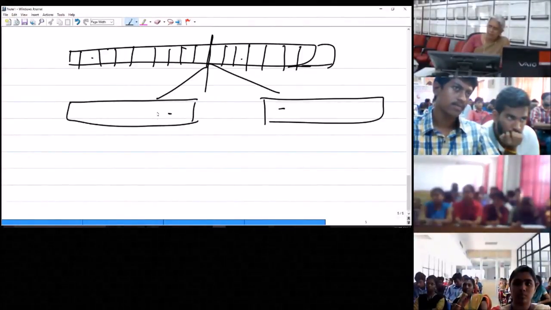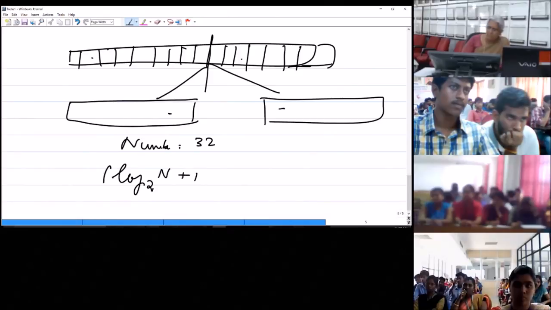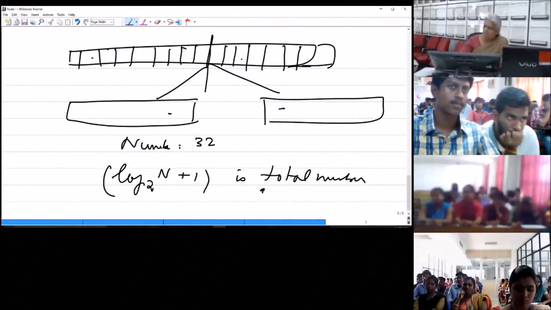If I look at 32, for example, if the number of elements was 32, then I would have one more comparison. Okay. So basically, then you start realizing that actually there is a relationship between this and it becomes log of n to the base 2 plus 1 is the total number of comparisons. Okay. How did we come up with this?